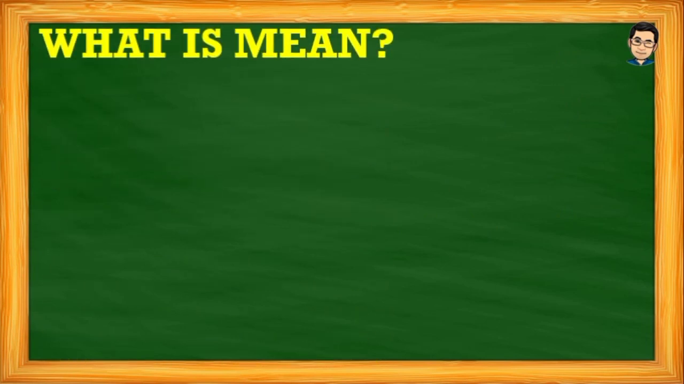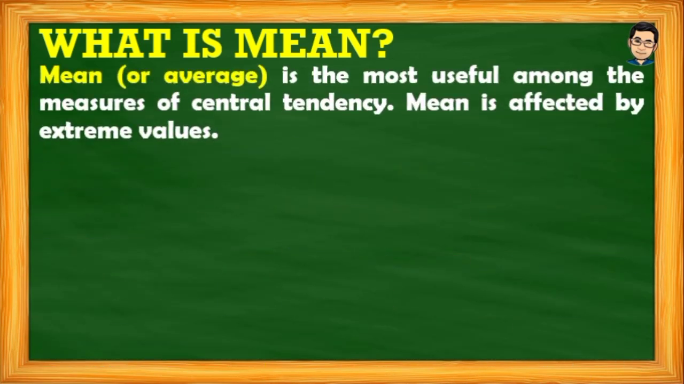So let us now proceed to discussing the 3 types of measures of central tendency. First, we have mean. So what is mean? The meaning may be what you want to say, but that's not it. The "what do you mean" is not it. The mean in mathematics is different. When we say mean or average, this is the most useful among the measures of central tendency. It is the most commonly used.